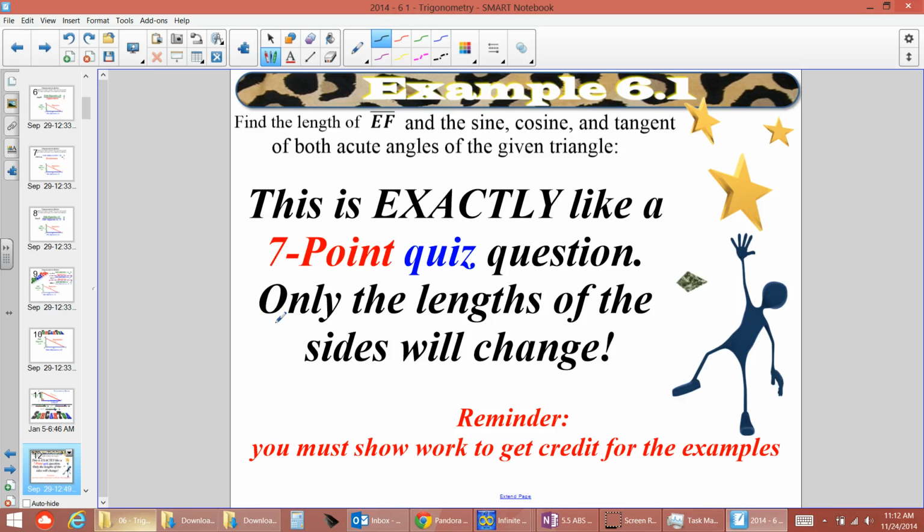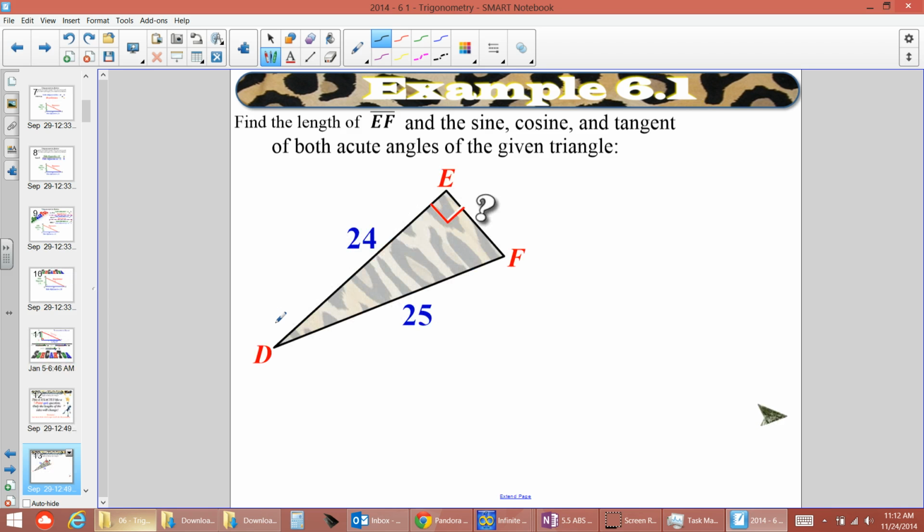We're going to talk more about how to do these types of problems. And this one is exactly like a test question or quiz question. So when you retake chapter 9, you're going to want to know how to do this because it's going to be on there. Okay. The question asks us to find the length of EF and the sine, cosine, and tangent of both acute angles for the given triangle. Well, I know that this angle here is acute, and I know angle F is acute. So we're going to do both for angle D and angle F.